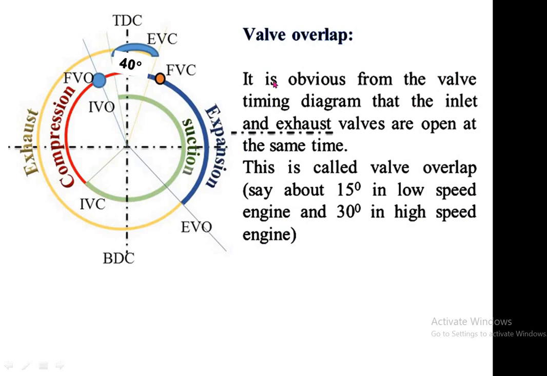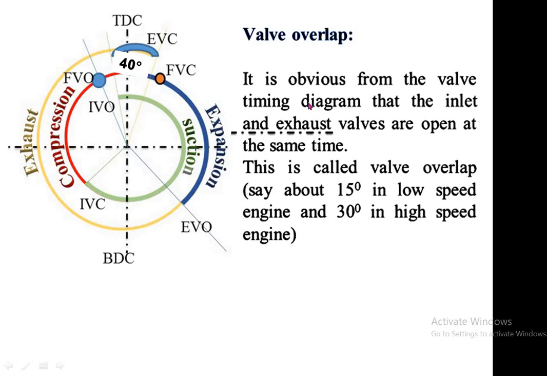Now valve overlap. It is obvious from the valve timing diagram that the inlet and exhaust valves are open at the same time. See, 25 degrees before the inlet stroke, the inlet valve remains open, and mostly 15 degrees after the end of the exhaust stroke, the exhaust valve remains open. So both valves remain open, mostly 25 plus 15, about 40 degrees, maybe different in different types of engine. So this period is called the overlapping period.